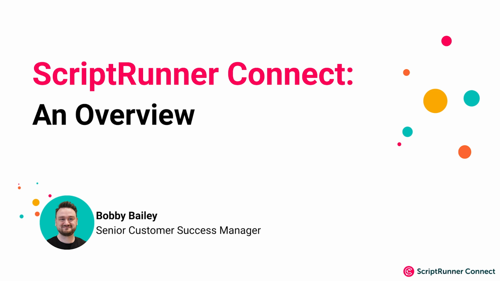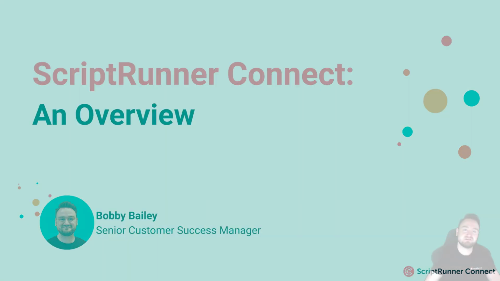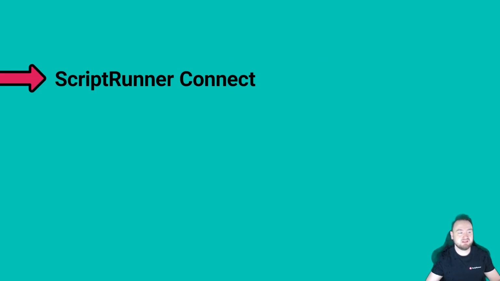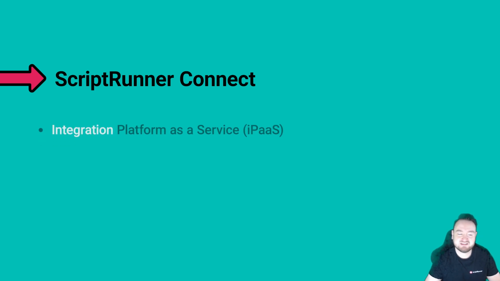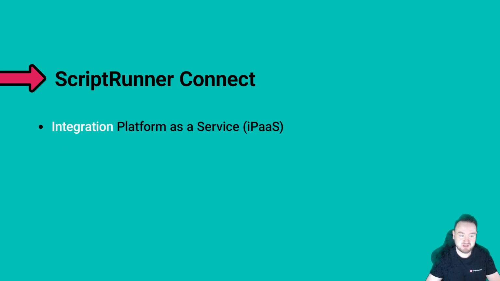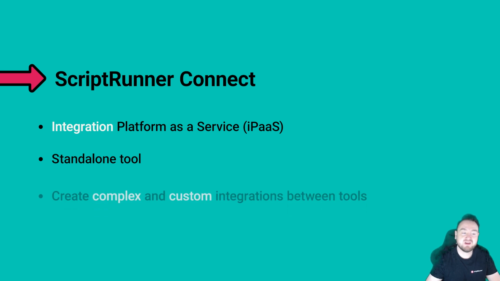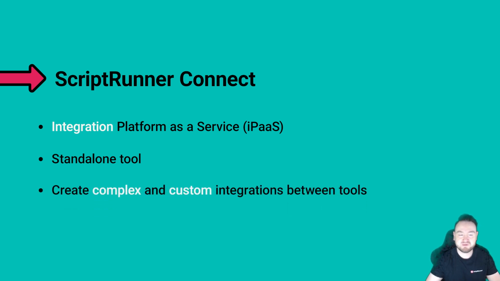I'm a customer success manager with ScriptRunner, and it is my pleasure to introduce to you ScriptRunner Connect. ScriptRunner Connect is an integration platform as a service. What this means is that as a standalone tool, we give you the ability to create connections to all of the pieces of software that you have in your business's software ecosystem and create complex and custom integrations and connections between those tools to solve your business problems.